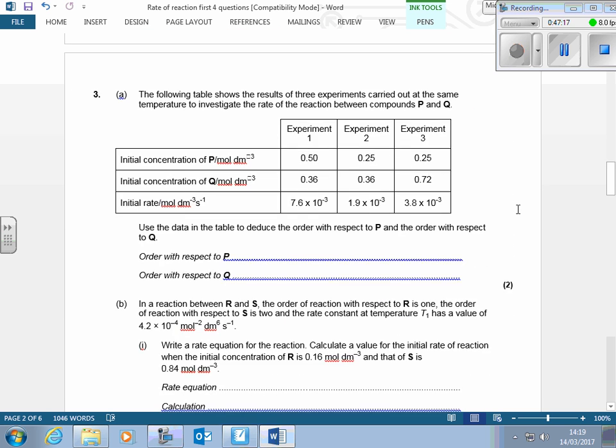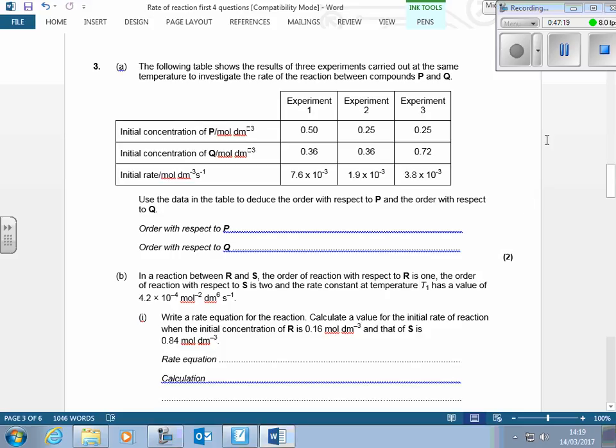This one, I found complicated myself because the table is the other way around from the ones that we've been looking at. So, first of all, we need to use the data in the table to deduce the order with respect to P. So let's start with P. If we want the order with respect to P, we keep Q constant. So that's those two, reaction experiments 1 and 2. We keep Q constant, but we've changed P.